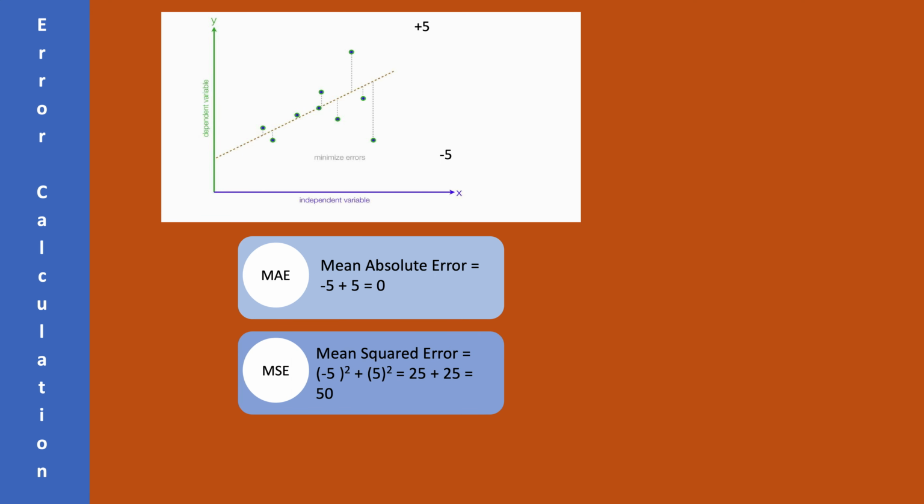Mean squared error simply says, okay, so what are our errors? Plus 5 and minus 5. So minus 5 squared plus 5 squared is equal to 25 plus 25. So your error is 50. This prevents positive errors and negative errors from cancelling each other out and resulting in an imperfect model having better accuracy than it deserves. However, there is a problem with this approach.